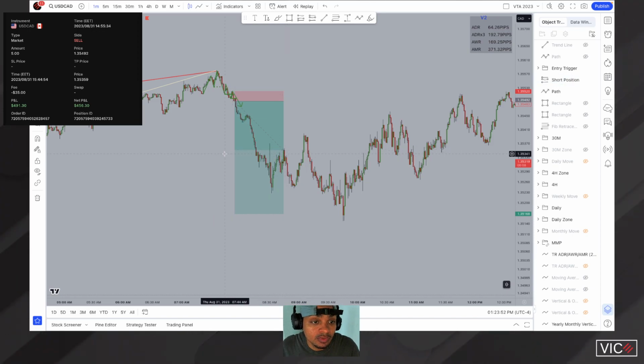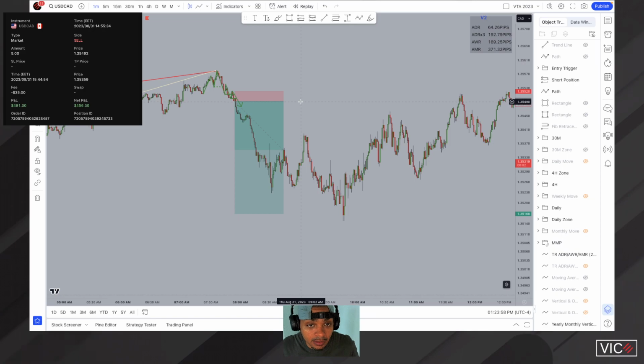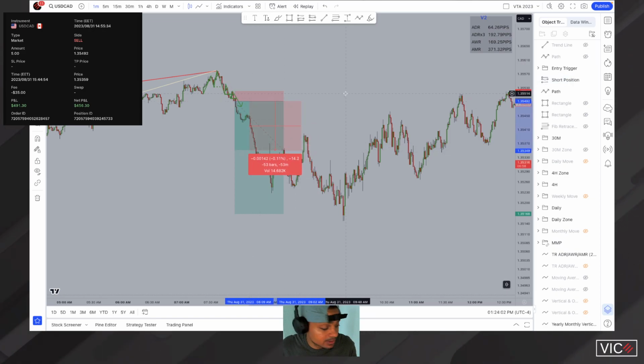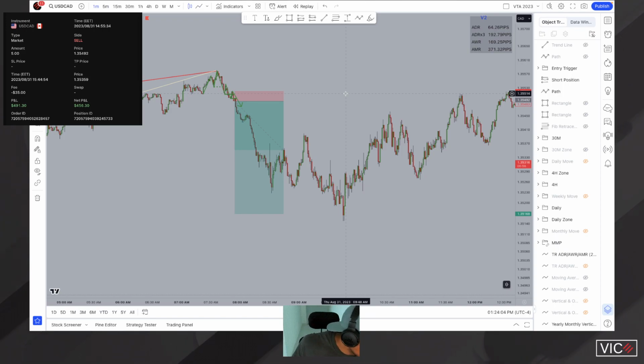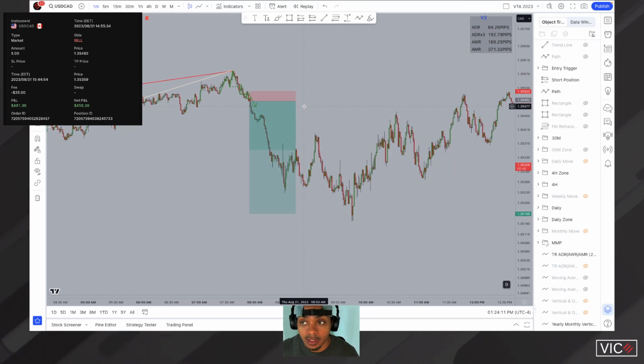I got out. So this trade, I forgot how many pips. Let's take a look. I got like 16 pips, something like that. 14 pips, right? This was a $456 trade. Not bad. A couple minutes too, nothing crazy. So that's the first trade I took. That was USDCAD.